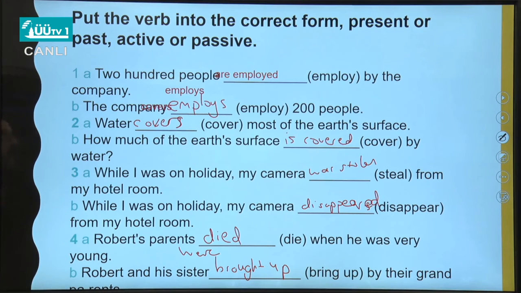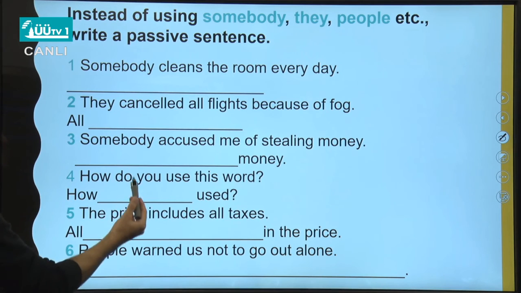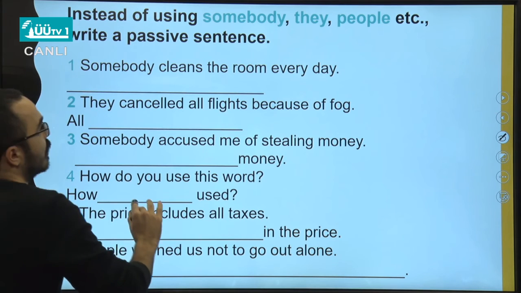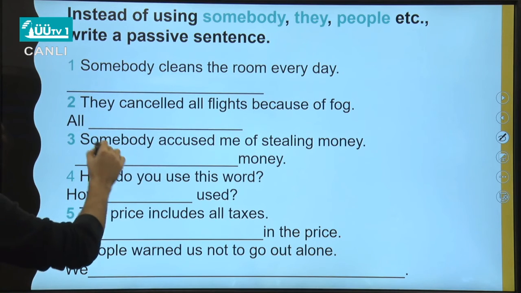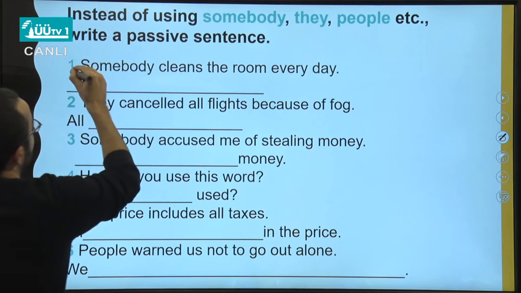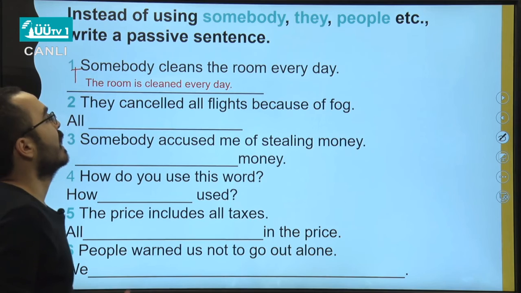Good. So okay, let's move on. This is our last exercise together. So let's do this. Instead of using somebody, they, people, write a passive sentence. Somebody cleans the room every day. So again, what do I need to do? I need to first find my subject and the object, right? So somebody cleans the room every day. What's the object? The room, right? What is being done? They clean the room. So yes, the room is cleaned every day, right? The room is cleaned every day.